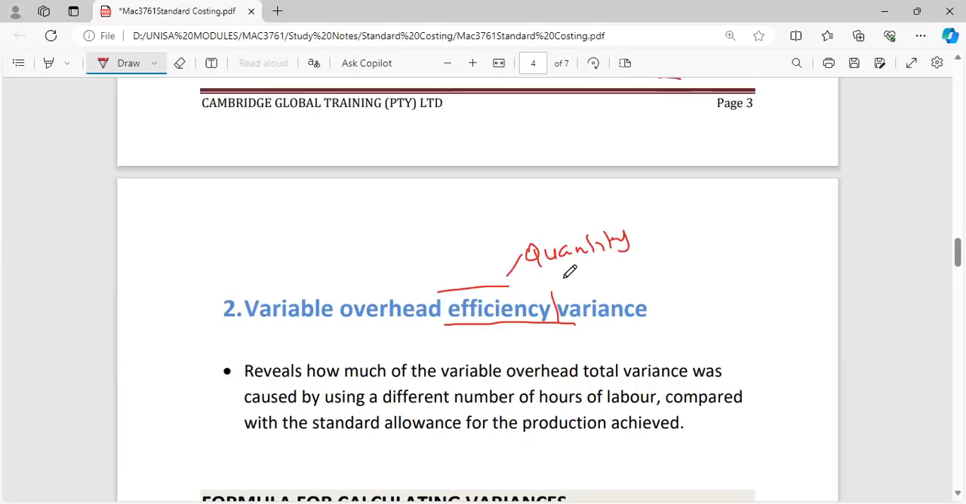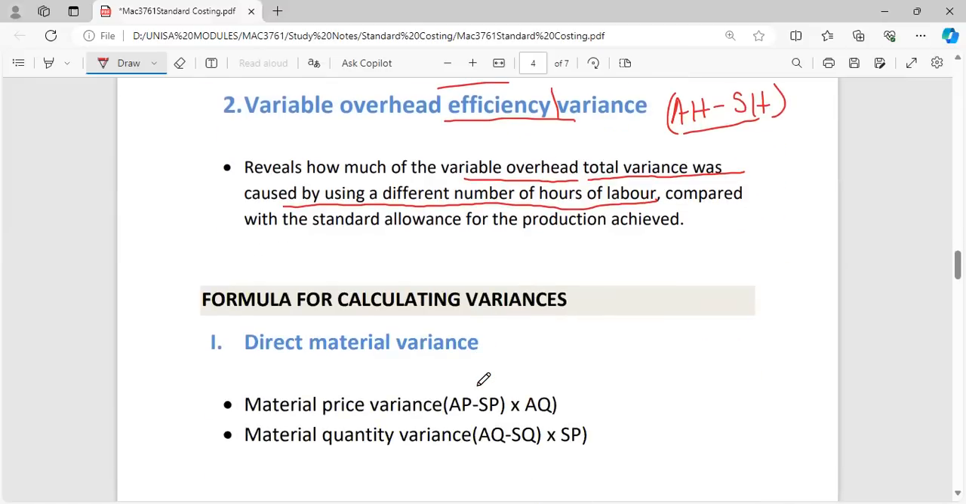Quantity. So here you are looking at how much of the variable overhead total variance was caused by using a different number of hours. Which means you are looking at the number of hours, actual hours, minus standard hours. So that's what you will be looking at to determine your variance here. So in that case, whenever you are doing your question, efficiency is quantity. What was the budgeted hours and what was the actual hours? So that is going to be your efficiency variance.